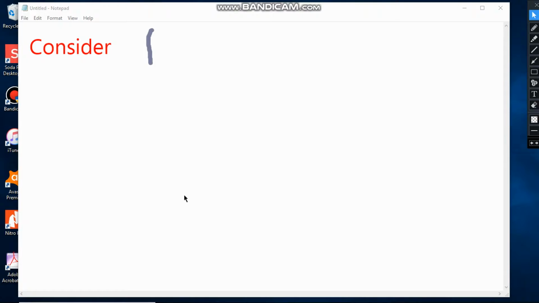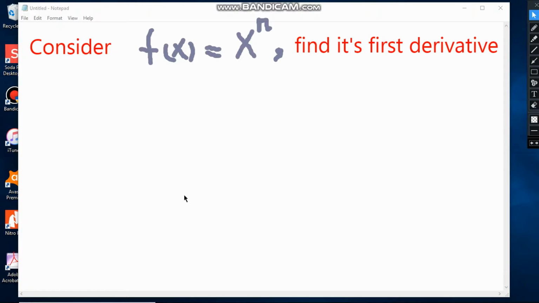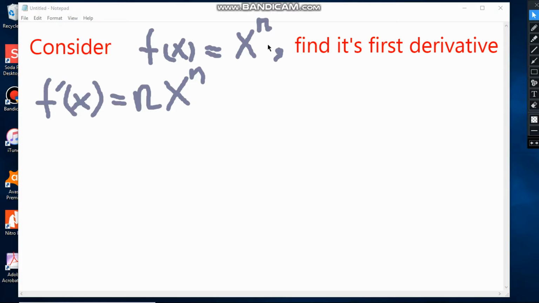Consider this function f of x is equal to x raised to n. Find its first derivative. To find the first derivative of this function, first we put n at this position, and second we minus 1 from n. First we put n at this position, and then second we minus 1 at this n.